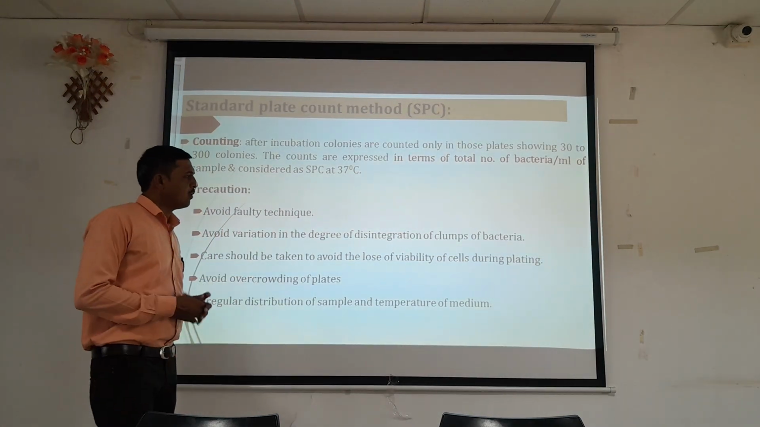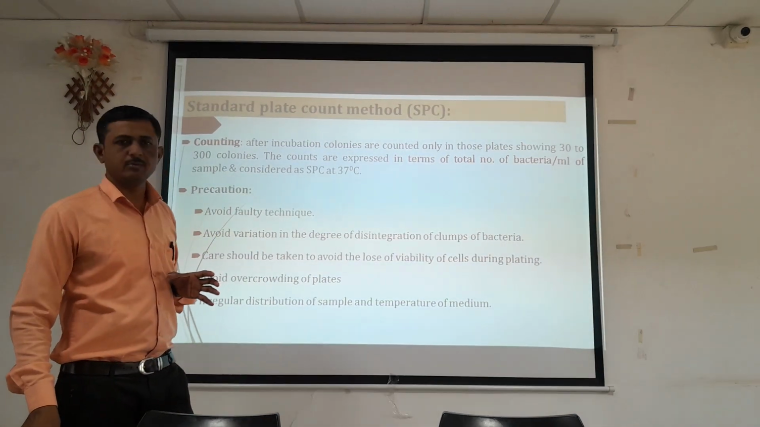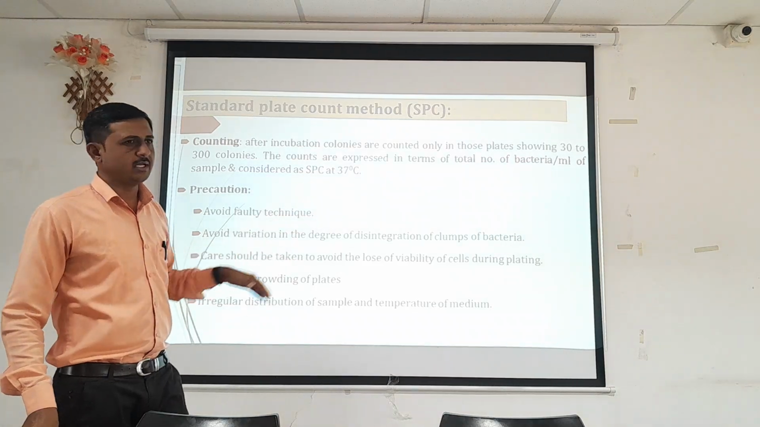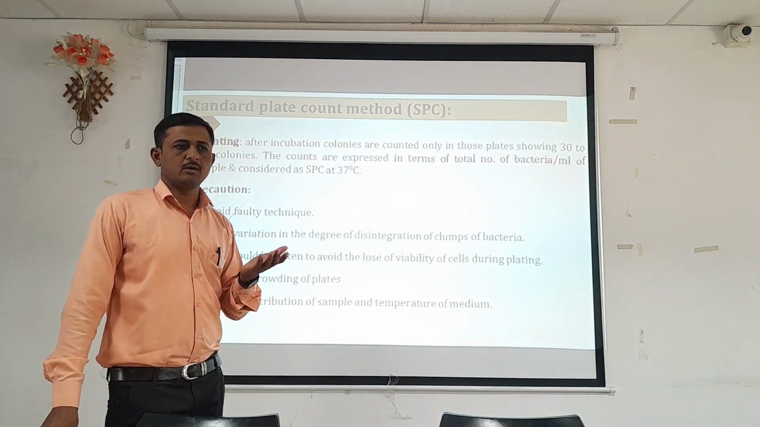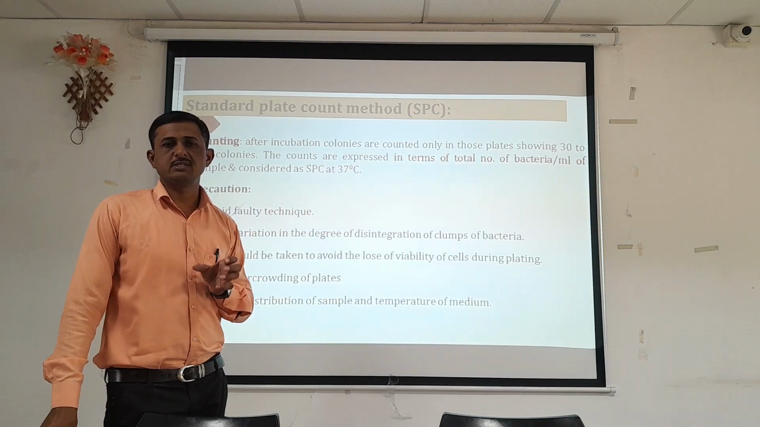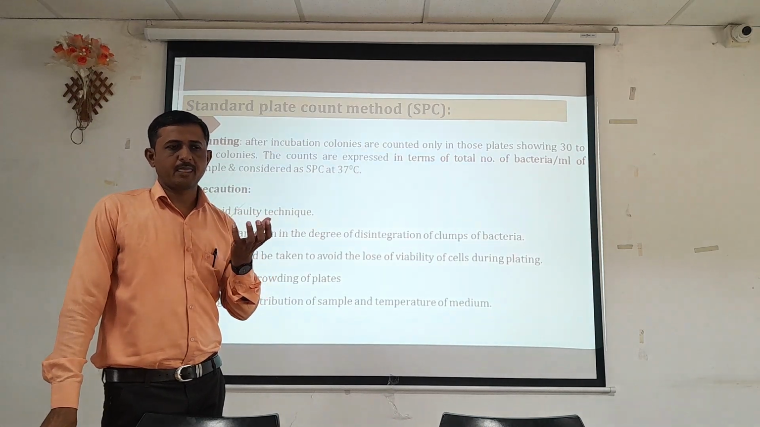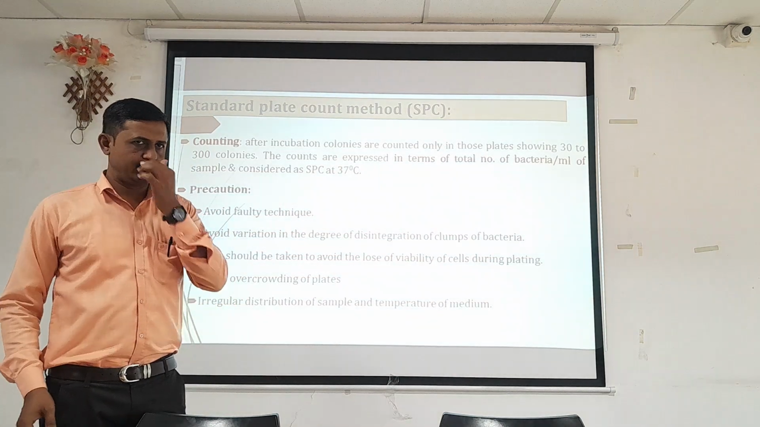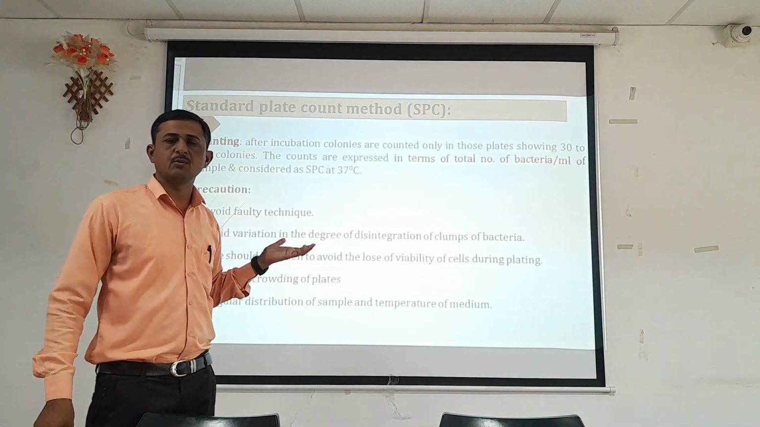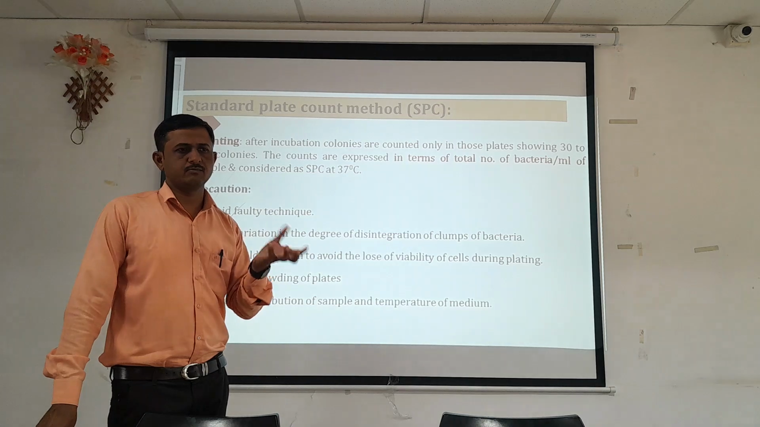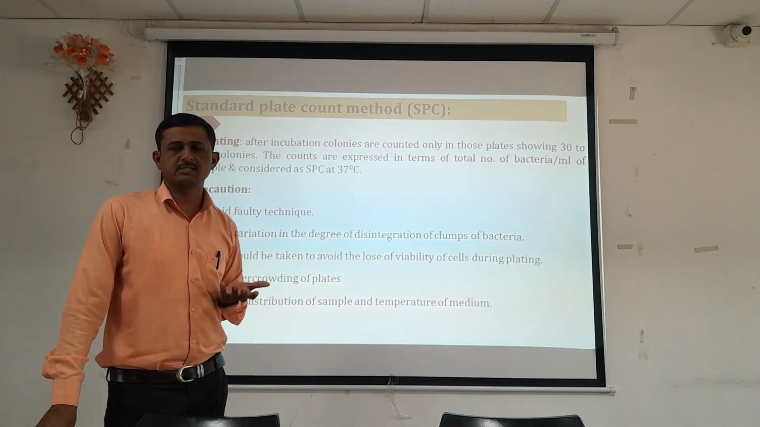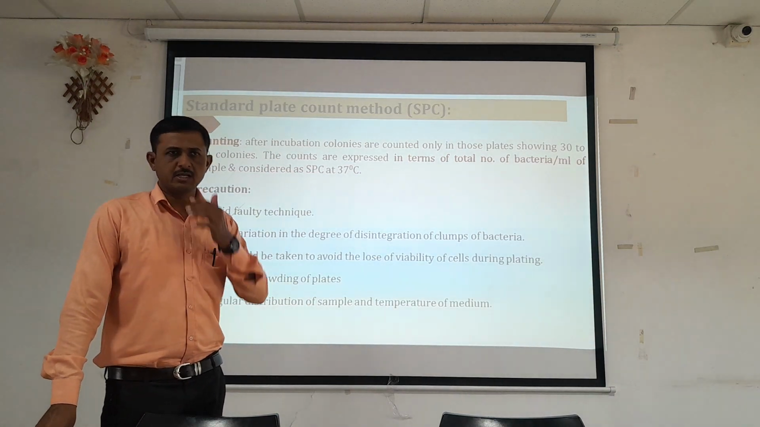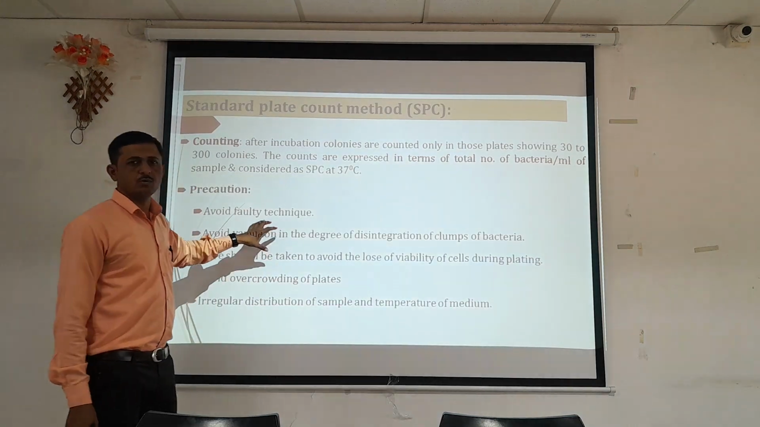Care should be taken to avoid the loss of viability of cells during plating. As in the previous slide, we said the nutrient agar should be at 45 degrees Celsius. If excess hot media is poured onto the plate where we have also inoculated the water sample, due to the heat the viable count, or the cells present in the water sample, can be killed. So that's why we have to maintain the proper temperature.